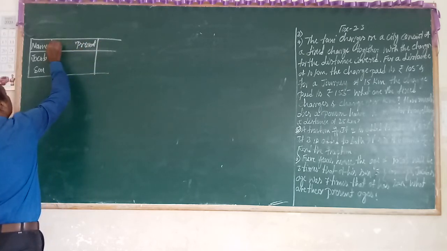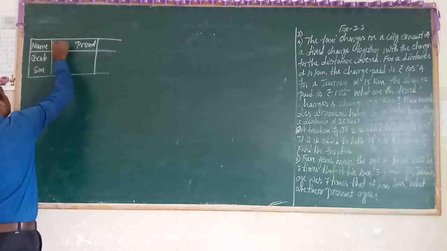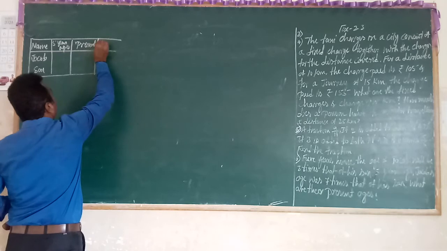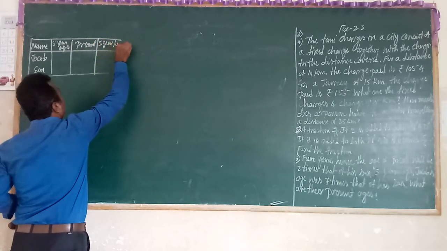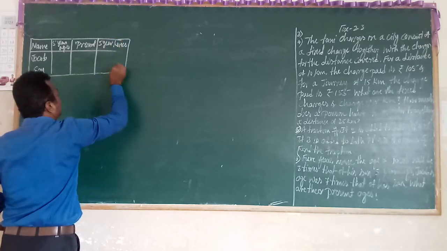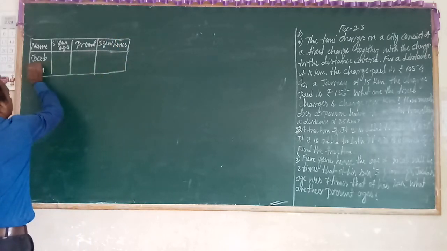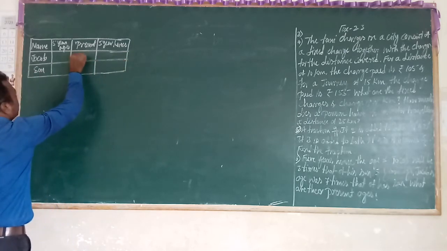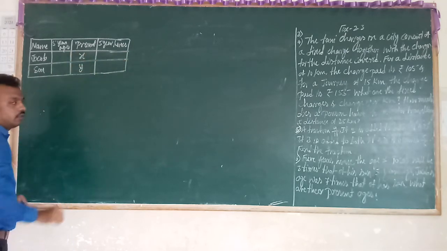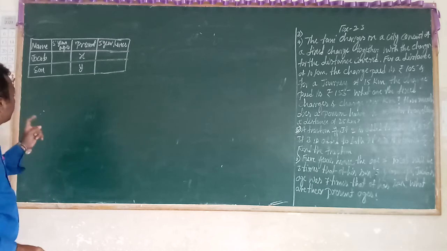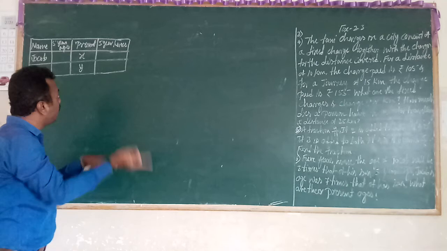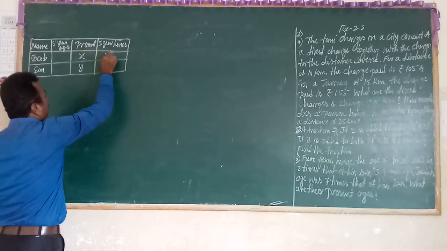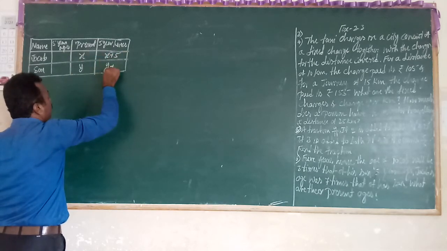This is 5 years hence. Sorry, 5 years ago. This is 5 years hence, which means after. See, if Jacob's age is x and Jacob's son's age is y, correct? 5 years hence means 5 years after. Jacob's age is x plus 5 and the son's age is y plus 5.